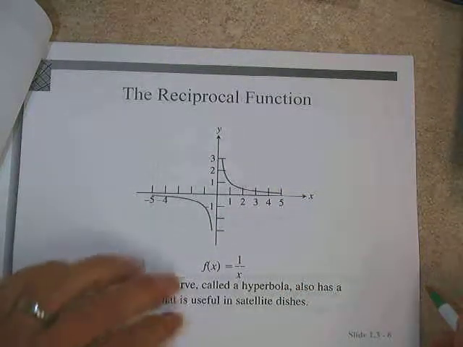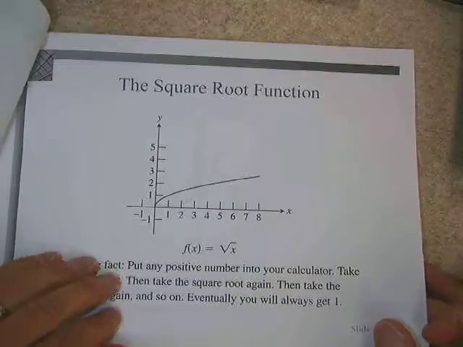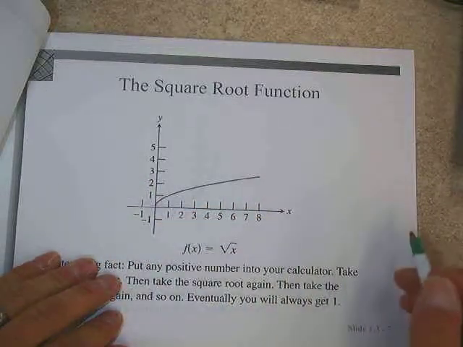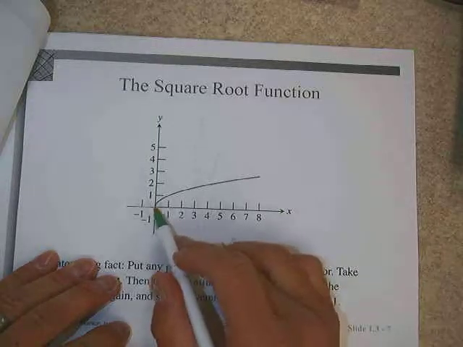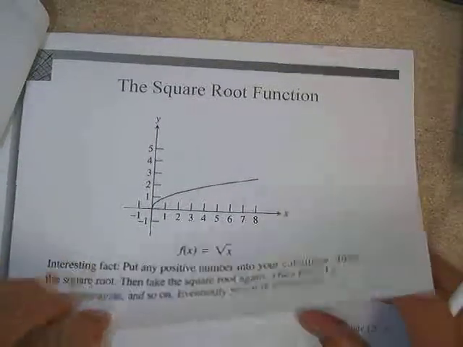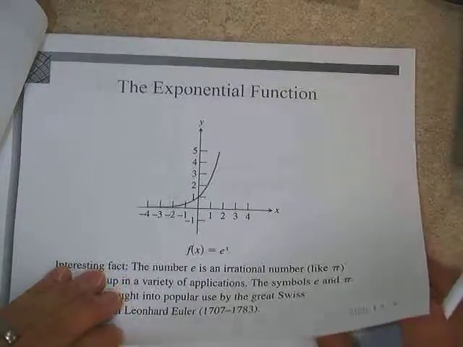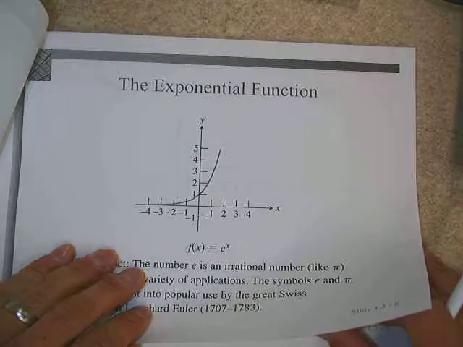We call this one the reciprocal function, 1 over x. Notice there is an asymptote here, a vertical asymptote, because we can't let x equal 0 in this case. Square root function is an increasing function. Notice there's nothing on the left-hand side of the coordinate plane because we can't put negatives into the square root function. So it starts at 0, 0 and increases as we go to the right.